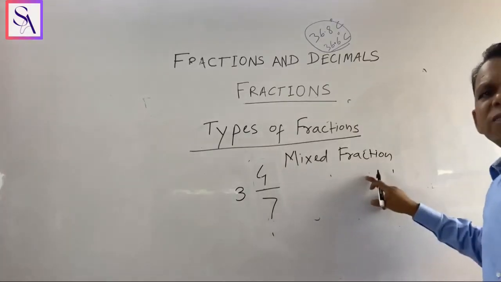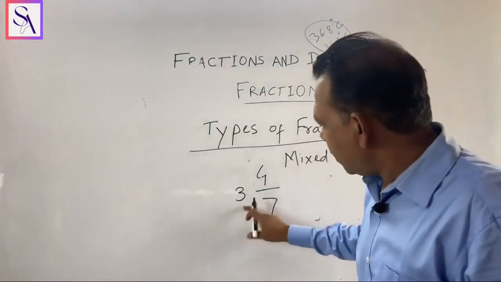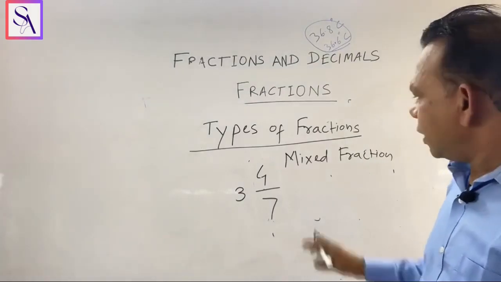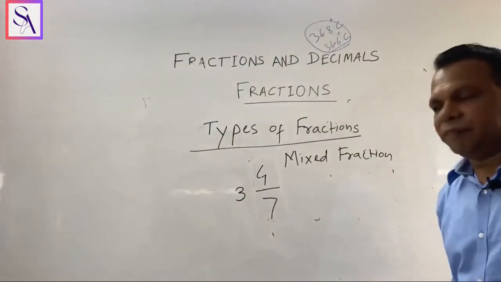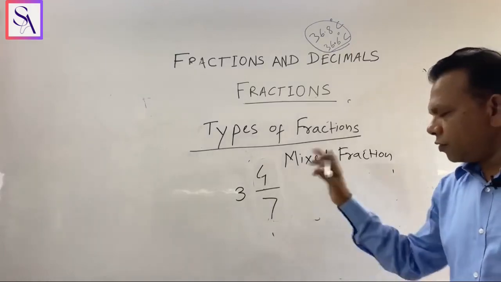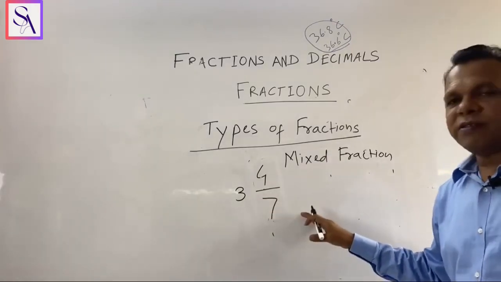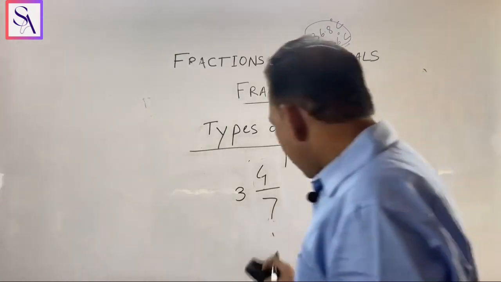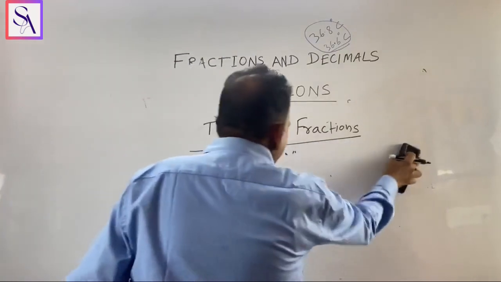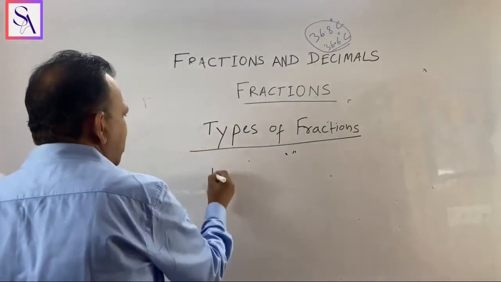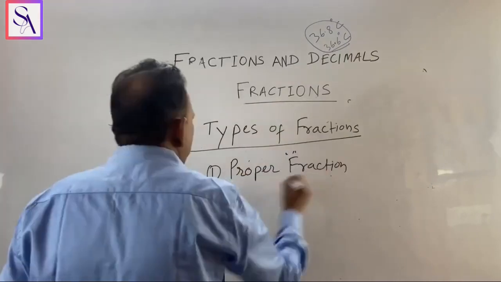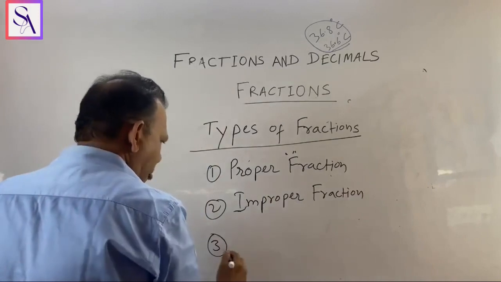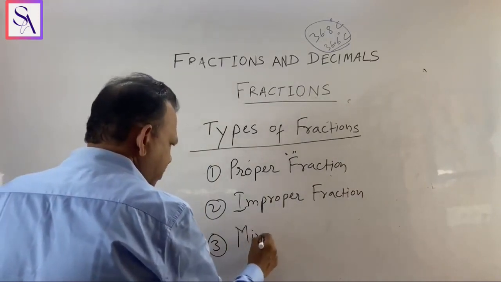So these are called mixed fraction. Why? Because whole number is there and this fraction is also there. So that's why it is called mixed fraction, right? So if you see any fraction like this, it means that it is a mixed fraction. Understood? So far we have learned 3 types of fractions, right? Number 1, proper fraction. Number 2, improper fraction. And number 3, what is that? Mixed fraction.